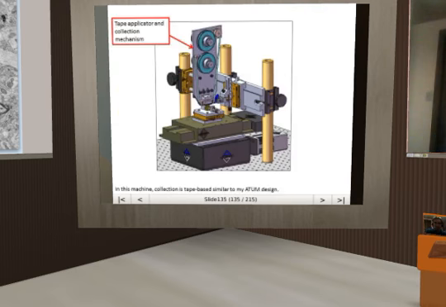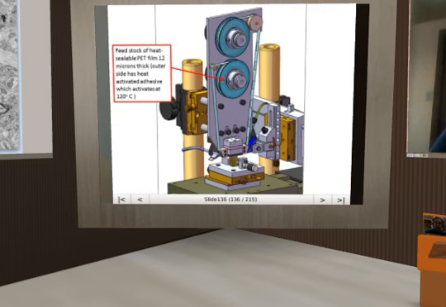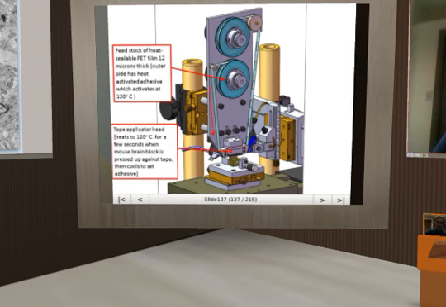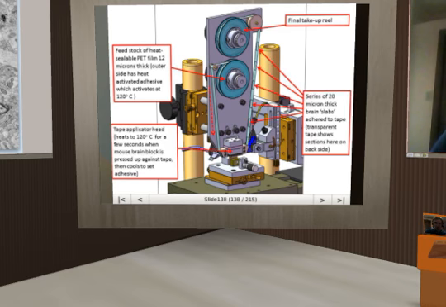In this machine, collection is tape-based, similar to my Atom design that I showed you. There's a stock of heat-sealable PET film, 20 microns thick, with an outer side that has a heat-activated adhesive. This tape is fed around a tape applicator head, which heats up to 120 degrees C for a few seconds when the mouse brain block is pressed up against the tape, and then cools to set the adhesive. During the cutting process, a series of 20 micron thick brain slabs are collected, adhered to the tape, and collected on a final take-up reel.